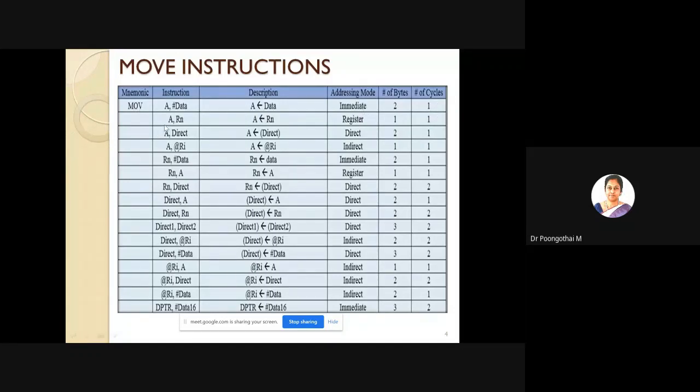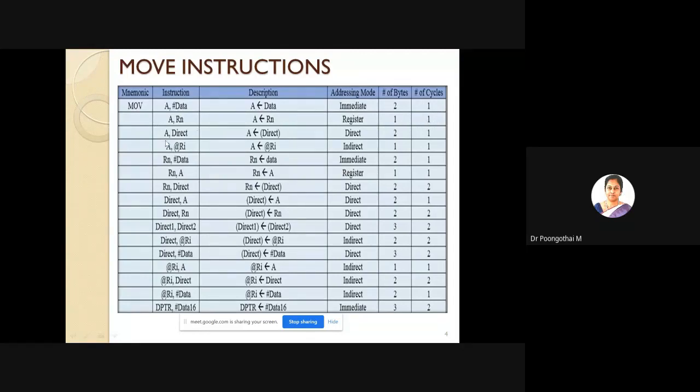Next one is MOV A, Rn. The source operand is the register here. N represents 0 to 7, that is, 8 general purpose registers are available in your RAM memory, R0 to R7. This instruction copies the data from register Rn to the accumulator. Addressing mode: register addressing mode. 1 byte is required and 1 machine cycle is required to execute this instruction.